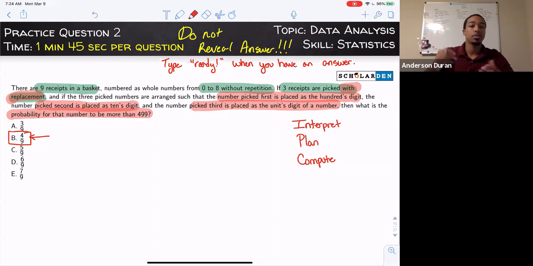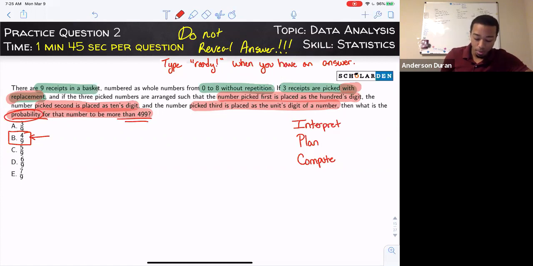Without replacement would look like this. You grab the receipt, you write 5, and then you throw the receipt away. You do not use it again. So in this problem, they say with replacement. And the thing is, it actually doesn't matter if it's with or without replacement for this specific situation. Let me go ahead and explain why. So I've imagined the situation. Like I said, you just want to imagine the situation and identify what your goal is. My goal is probability. I want to know the probability for that number to be more than 499.